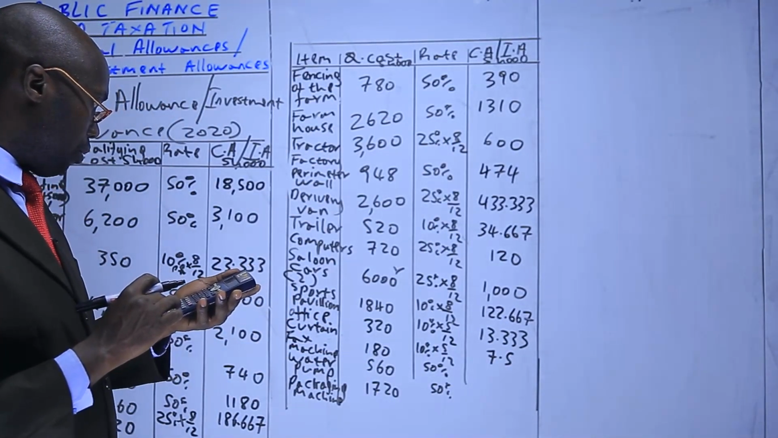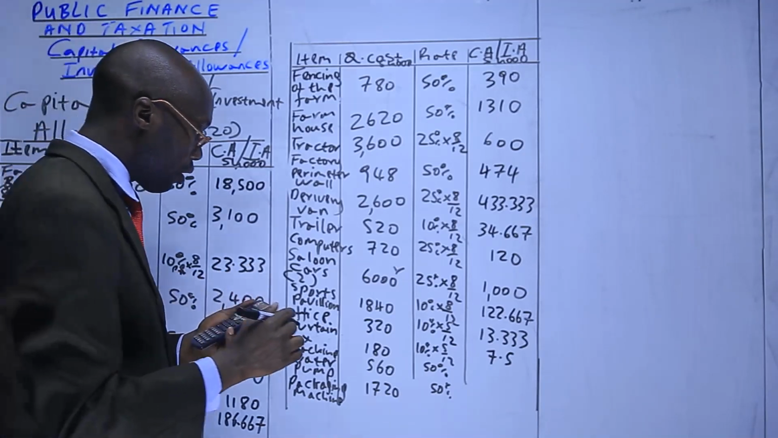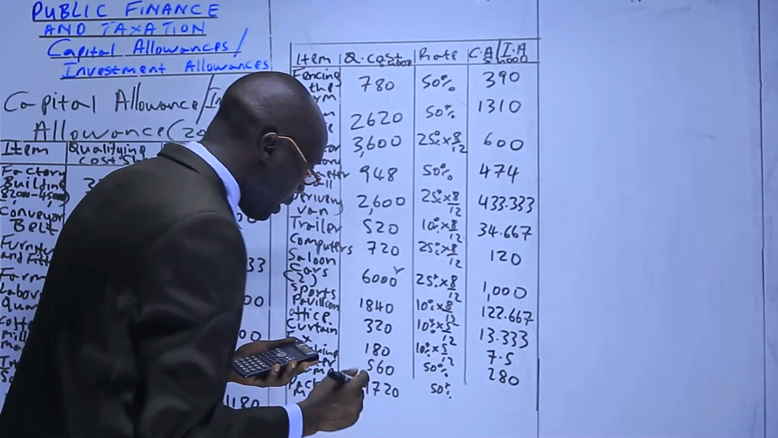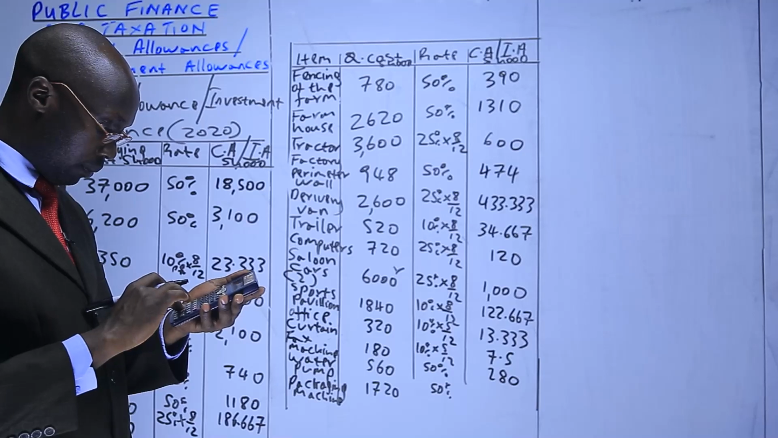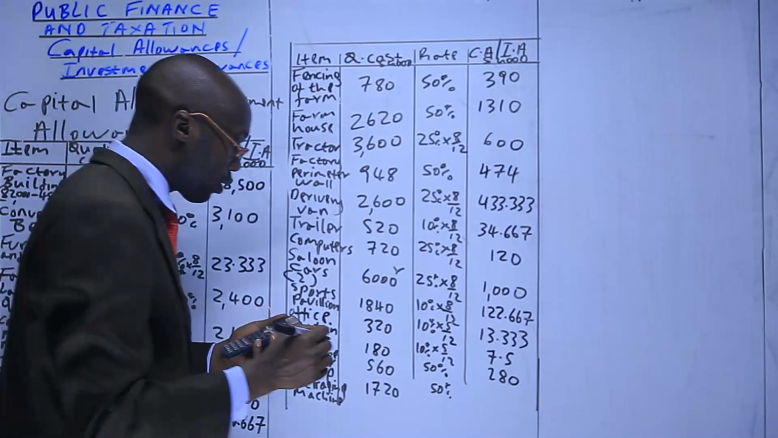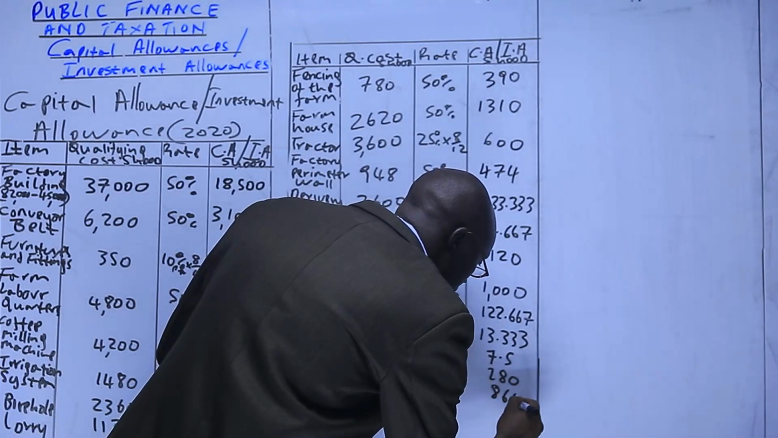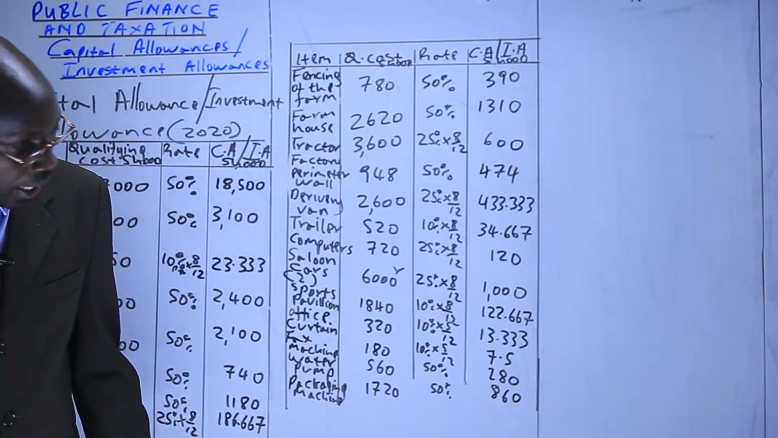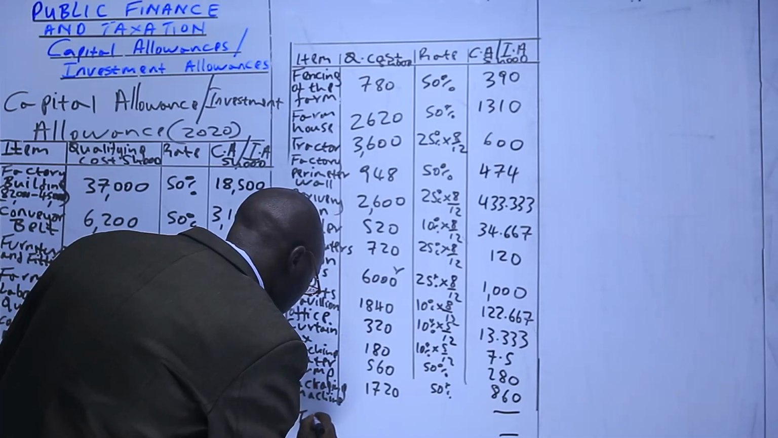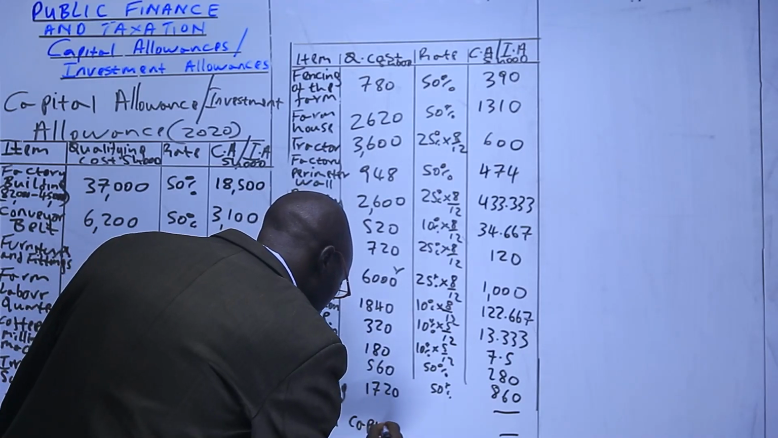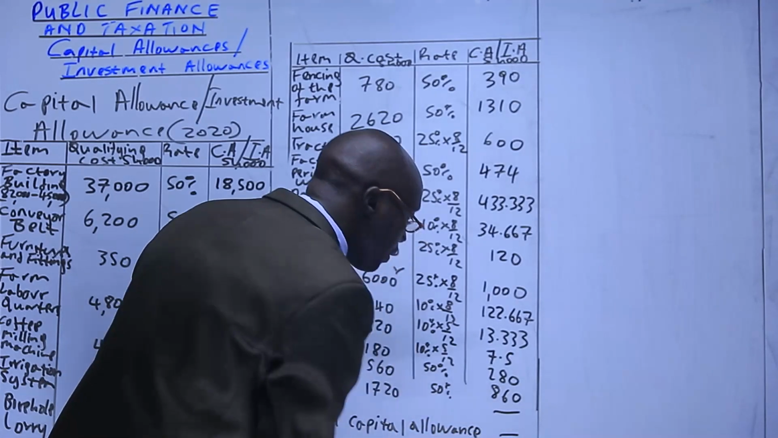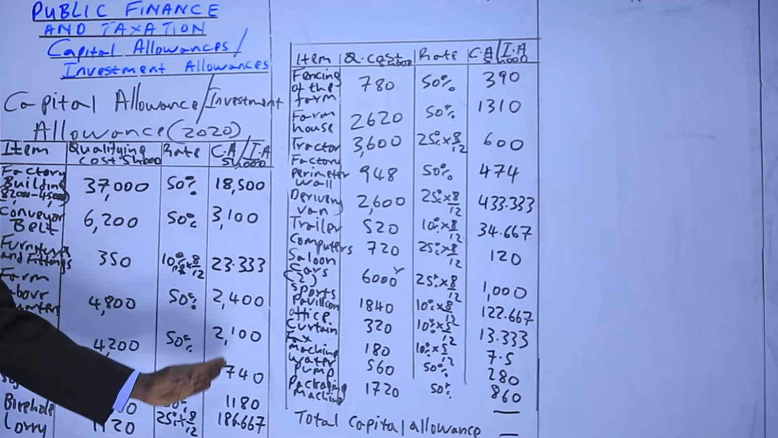The other one is 560. This will be 280, times 50. The next one is 1720 times 50%, 860. With that one, we can now get the total capital allowance, where now we are going to add all these totals.